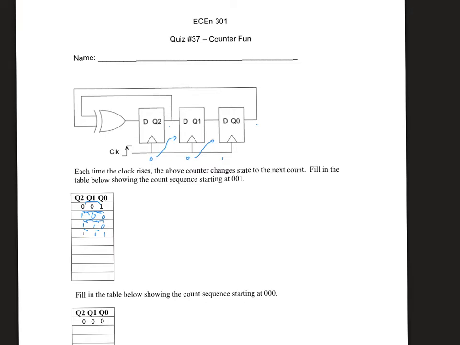Then the next cycle, these two shift over. We'll have 1, 1, and then we get the XOR of those two bits, which in this case is going to be 0. Now we shift over 0, 1, and we XOR these two bits, and we get 1. We shift over, XOR those two bits, we get 0. We shift over, we XOR those two bits, and we get 0. We shift over, we XOR those two bits, and we get 1.